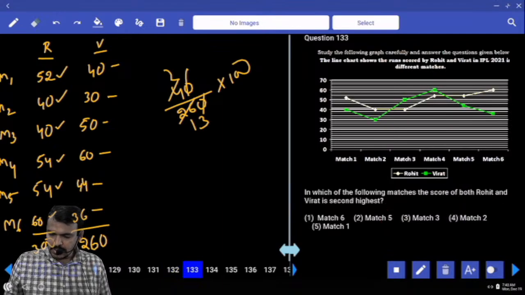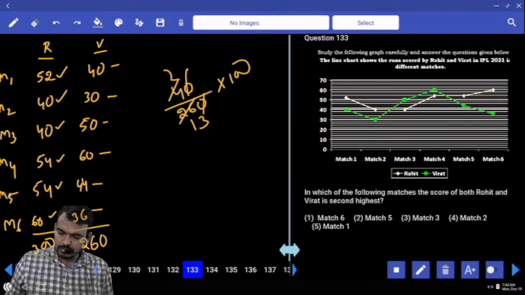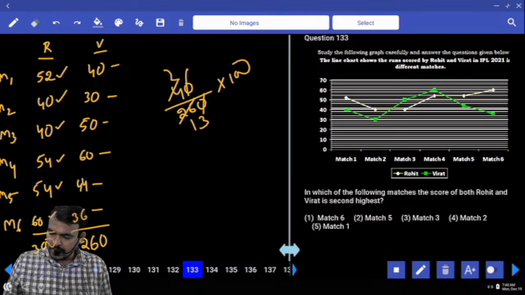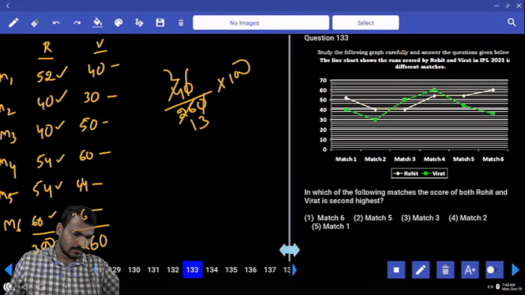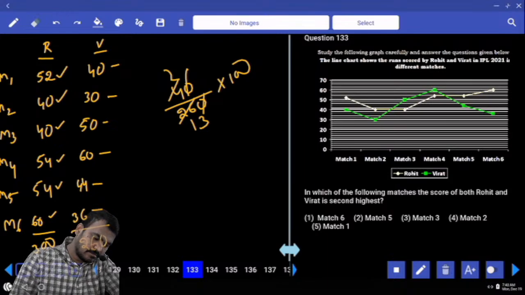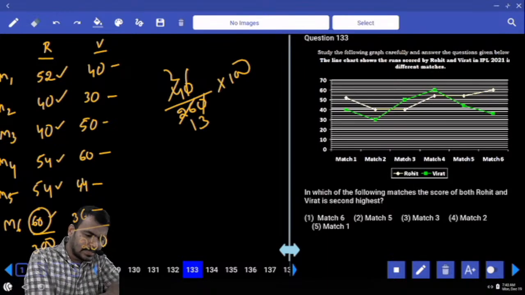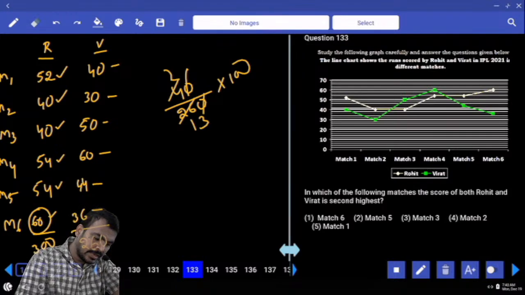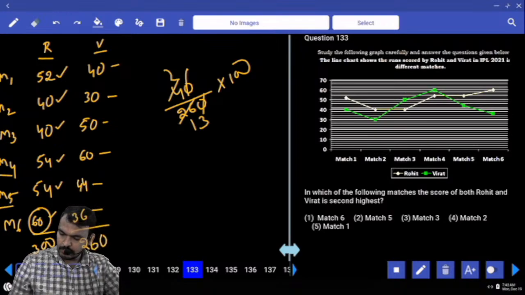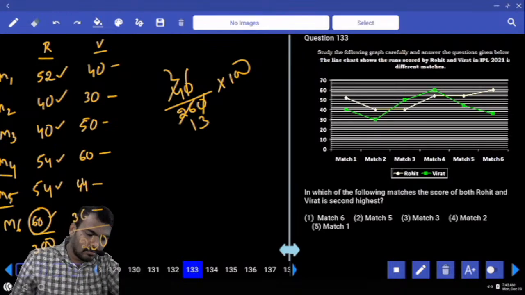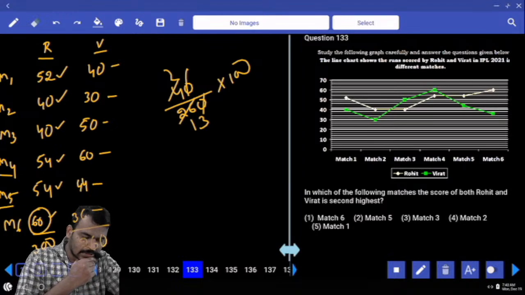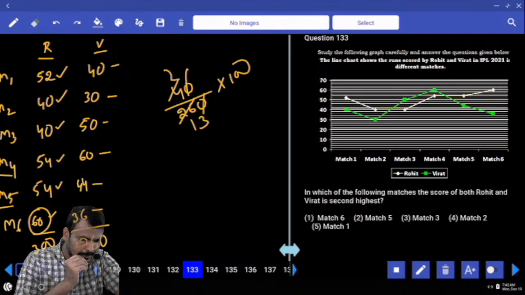Next 133. In which of the following matches the score of both Rohit and Virat is second highest? Second highest. What is the highest value of Rohit? 60. Second highest 54. Okay, means either M5 or M4. But Virat, what is the Virat highest score? 60. Second highest 50. Highest value 60. Second highest 50.